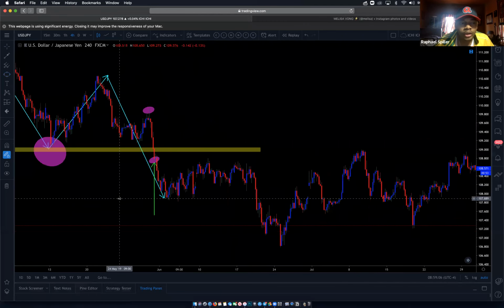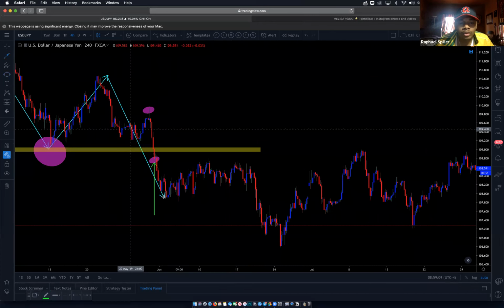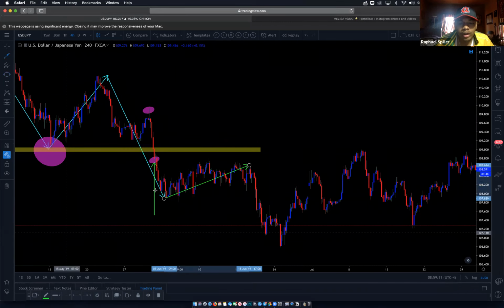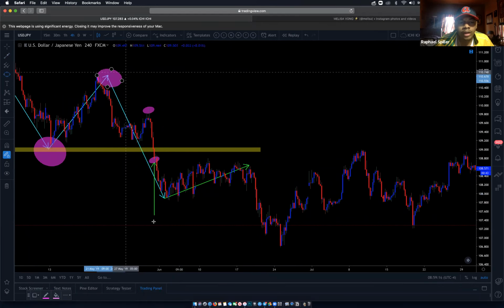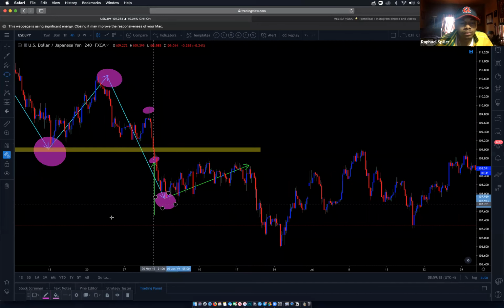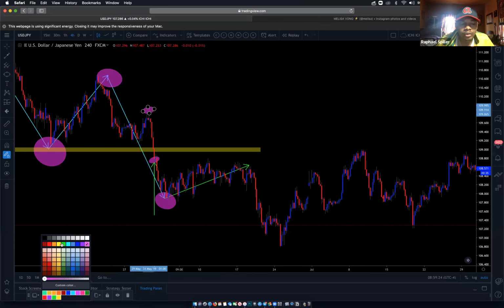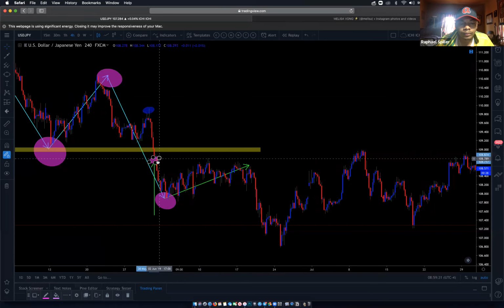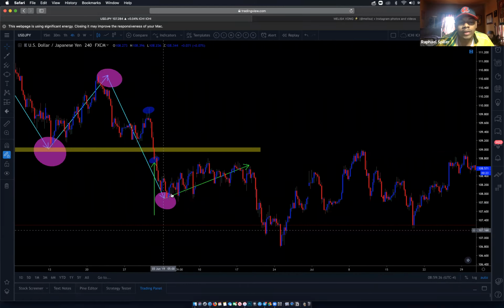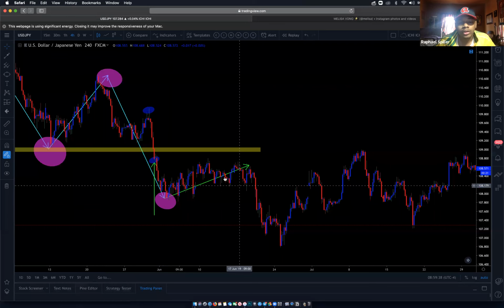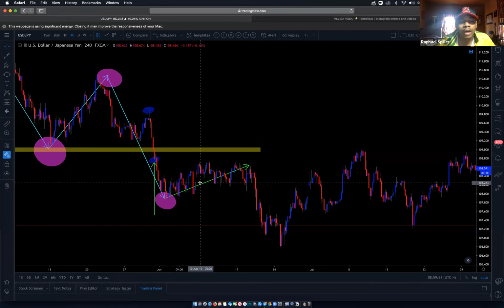And then you just do it again. Okay, boom. This was my impulse. This is my correction. I only have two options: either it can break this high or it can break this low. I'm going to change this to a different color so it won't confuse you guys. It can break that high or it can break that low. So you only have two options to go.